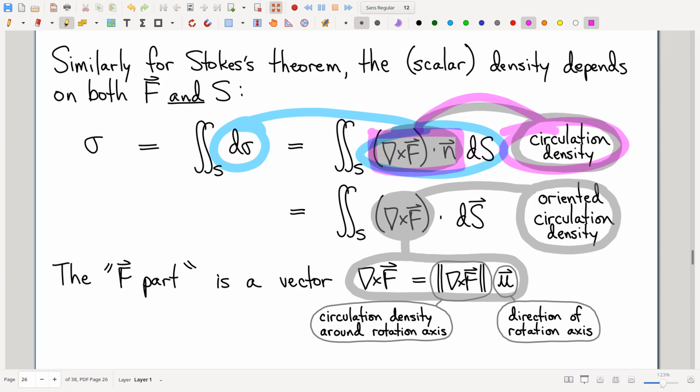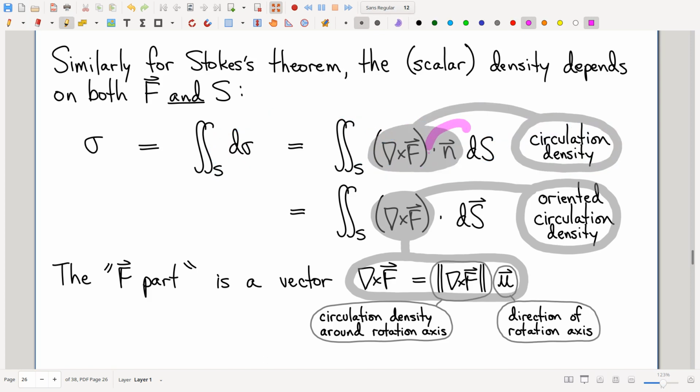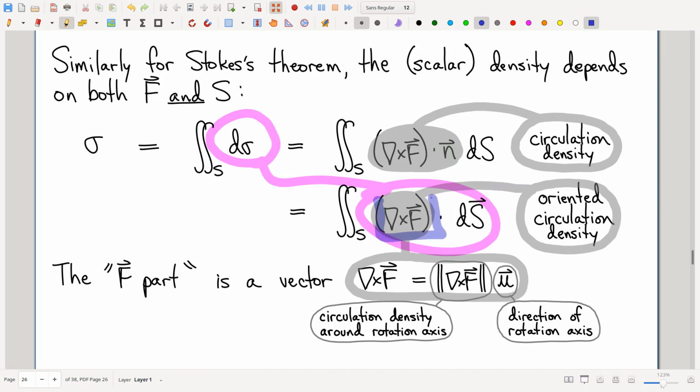All right, so here's where things get a little weird. We're going to combine our orientation and our size again. N is the orientation, ds is the size. Put them together, reasonable to call this oriented size, if you will. Intuitively, hopefully believable.